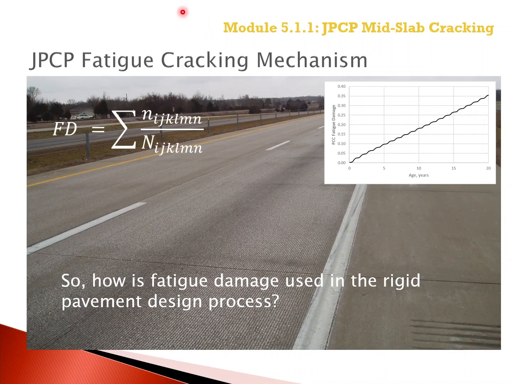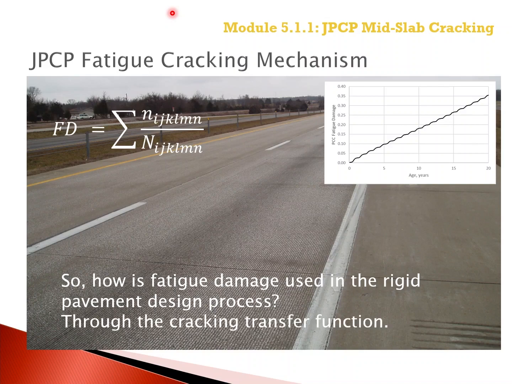The Pavement ME software calculates the maximum accumulated fatigue damage over time using Miner's hypothesis or fatigue damage concept as previously discussed. But how does the fatigue damage get used to design jointed plain concrete pavements to limit the percent cracked slab to a specific value?